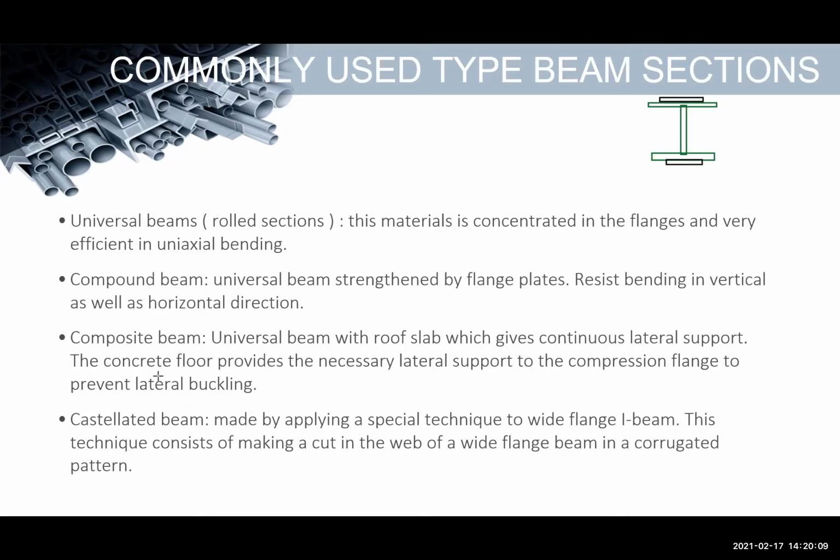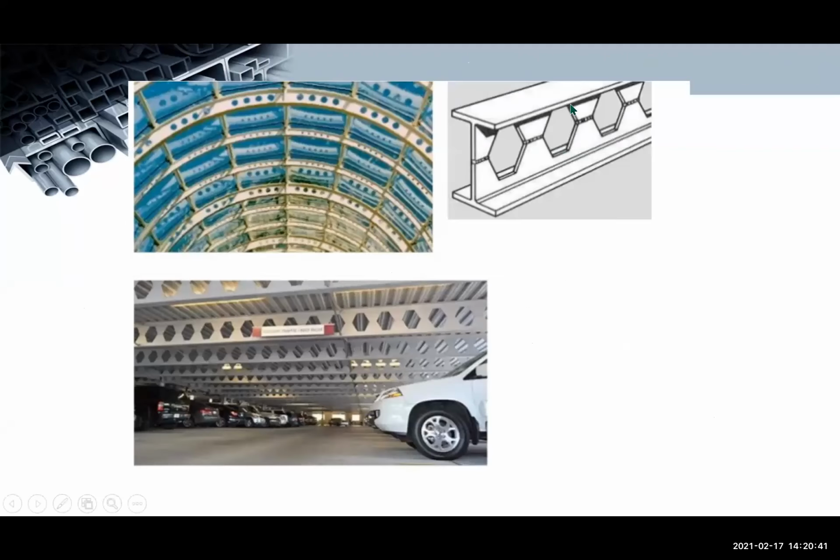So, composite beam. And then we have castellated beam. So these are made by applying a special technique to the wide flange I-beam. So this technique consists of making a cut in the web of a wide flange beam in a corrugated pattern. So yung castellated beam naman, more on aesthetics to. Yung strength niya is hindi masyado. So ganito yung itsura niya. So hindi naman to important sa atin yung castellated beam. Ganito siya. So, meron siyang mga butas sa web part. So, more on aesthetics lang siya. Hindi naman siya relevant sa CE.